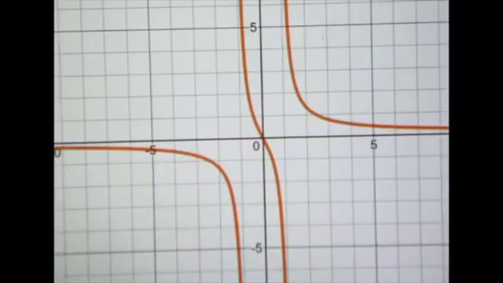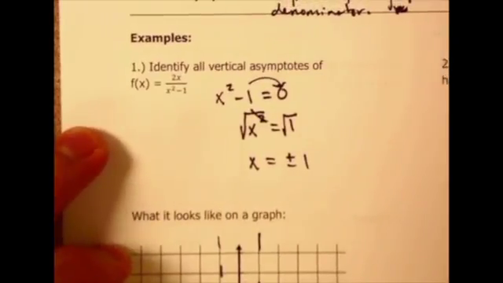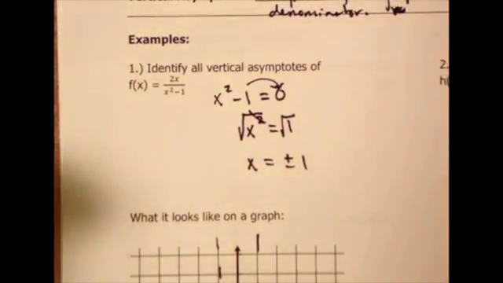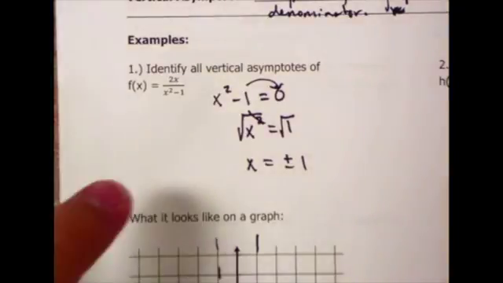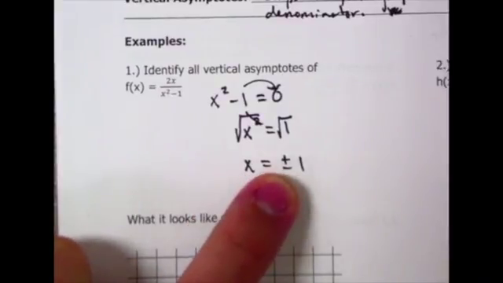Now remember, x can be a lot of numbers. But what are the only numbers that x cannot be? It can't be 0 because that makes your function invalid. So what values of x make your denominator 0? Well, in this case, it's 1 and negative 1.